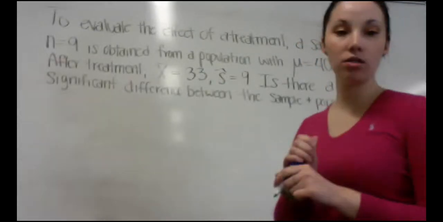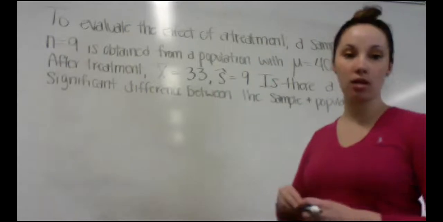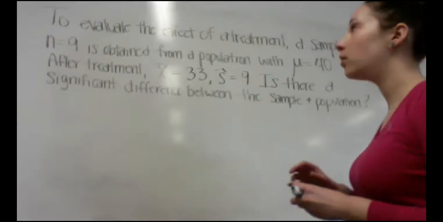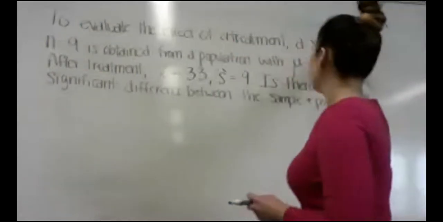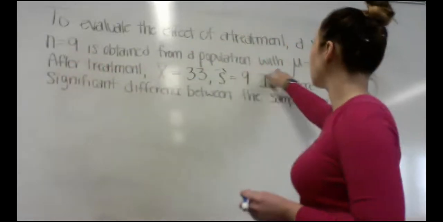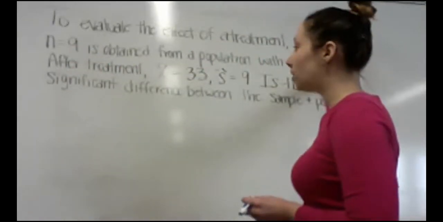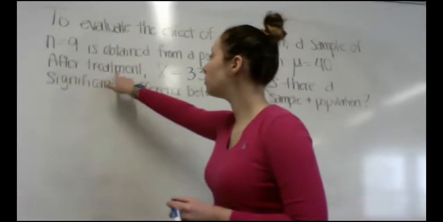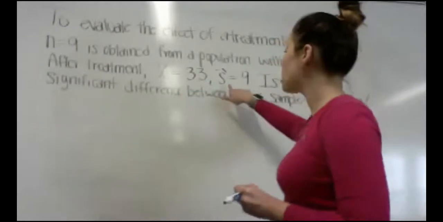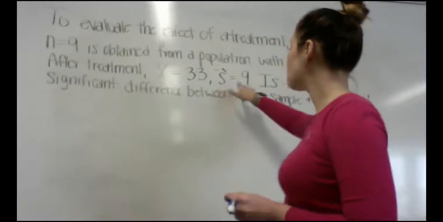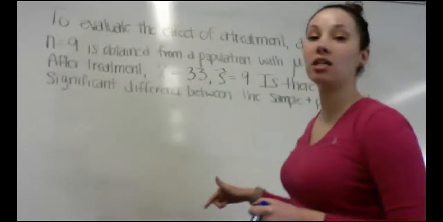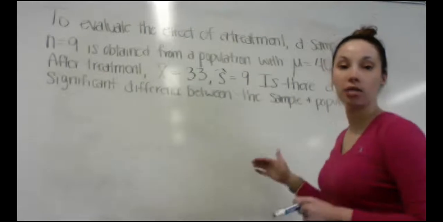Okay, so now we're going to do an example of a single sample t-test from Chapter 9. Our prompt says, to evaluate the effect of a treatment, a sample of 9 people is obtained from a population with a population mean of 40. After treatment, that sample has a mean of 33, and we have a sample standard deviation of 9. So the question is, is there a significant difference between our population and our sample?